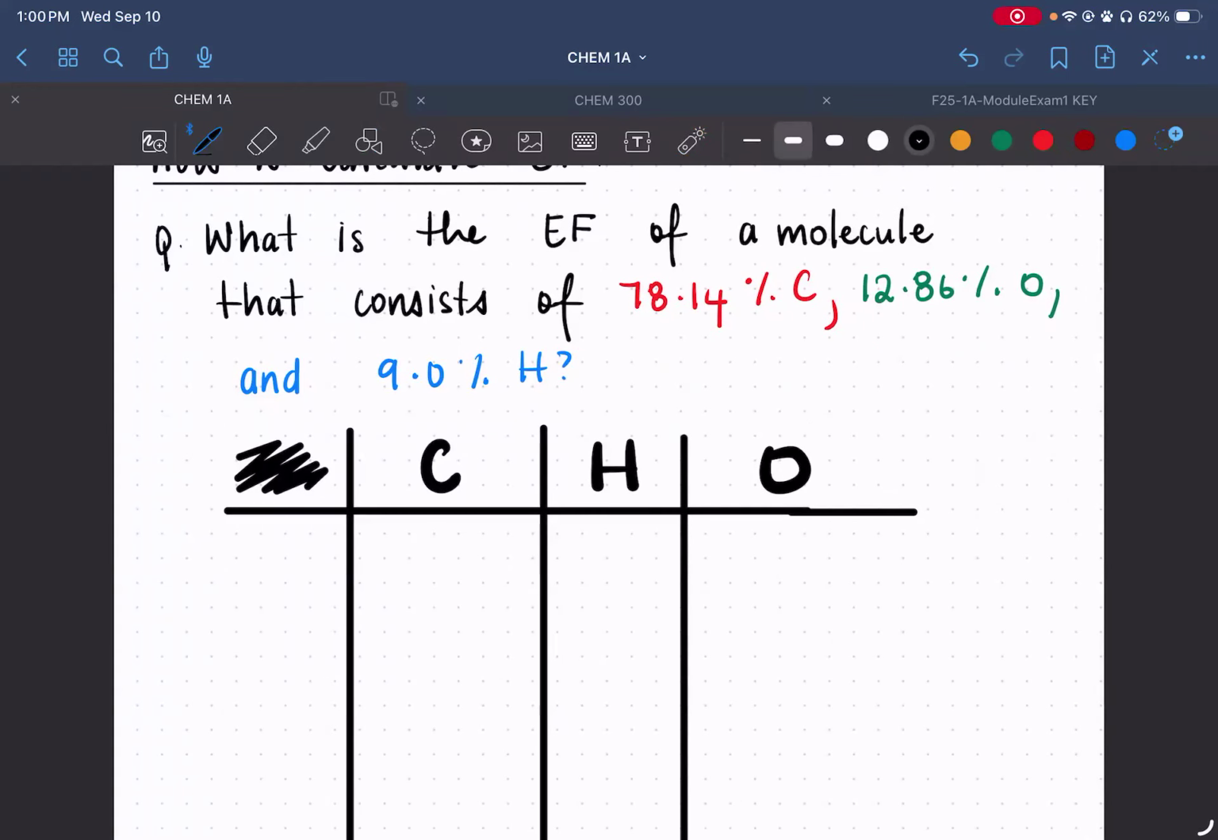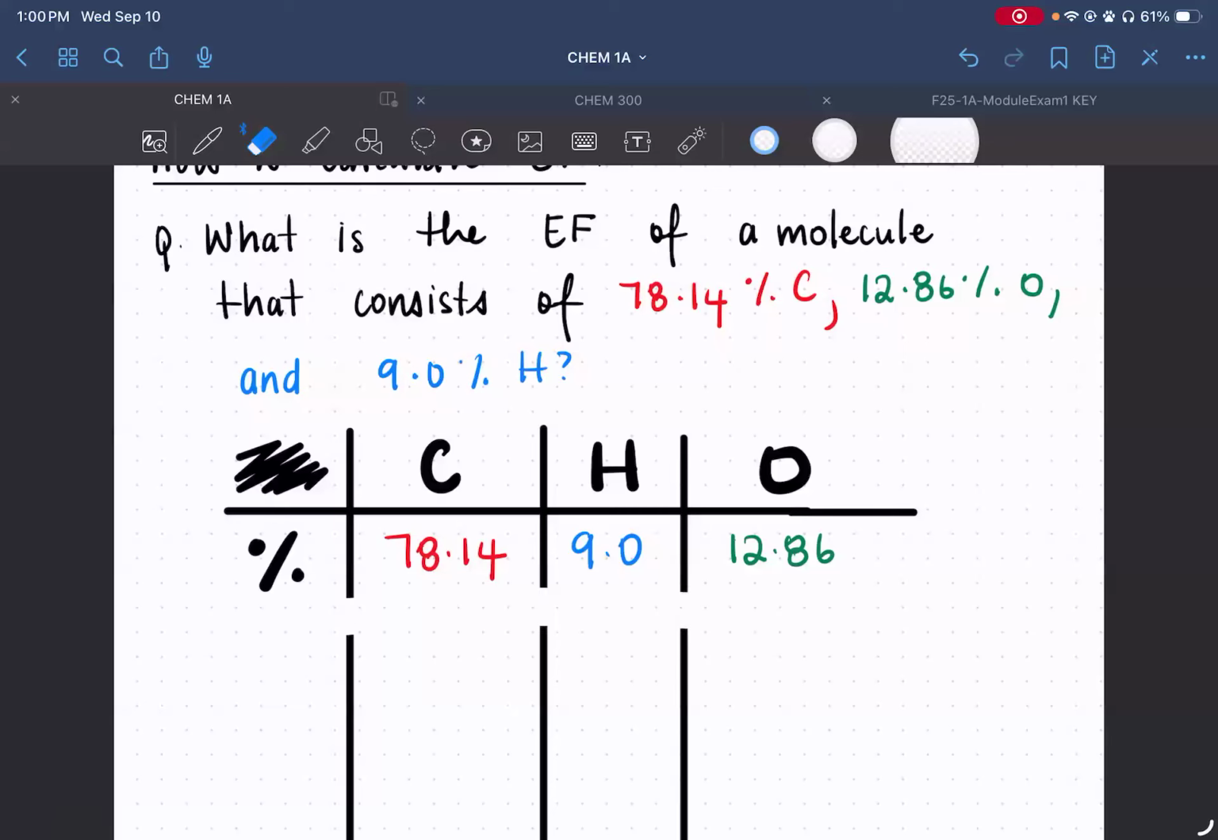The very first thing we're going to write is the percentages. This is actually straight from the question, so that's just writing down numbers. Let me try to use the same colors for consistency. The carbon is 78.14% for carbon, 9.0 for hydrogen, and 12.86 for oxygen.